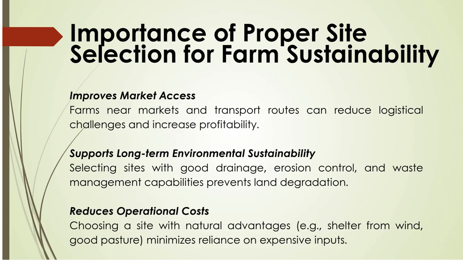So next, improve market access. We want to build a farm that is near the markets and also near transport routes, which can reduce logistical challenges and increase profitability. So I give you one example. For example, we want to build a dairy cattle farm in Chiku, but the processing plant and transportation company are in Kota Bharu. The location is about 80 kilometers away, and the traveling time is almost 2 hours.